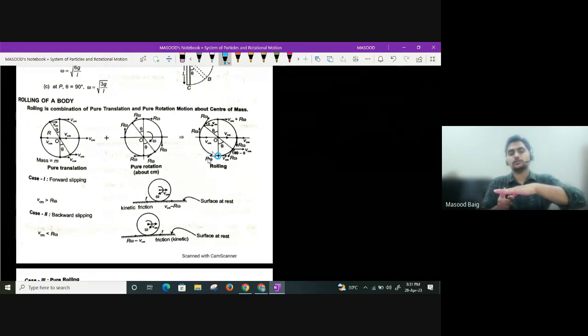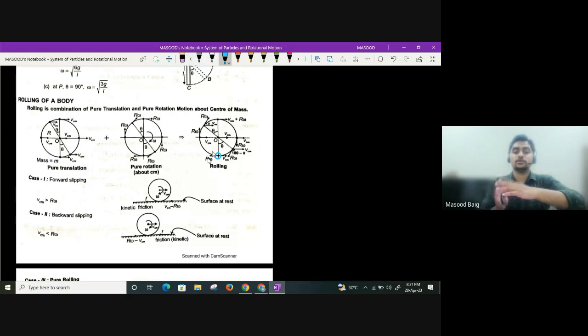The fixed surface has how much velocity? Fixed means it cannot move. The fixed surface will have zero velocity because the lowest point will be in contact with the surface. The lowest point should also have zero velocity. So here in general, you see what is the velocity of the lowest point for the given cases, guys.